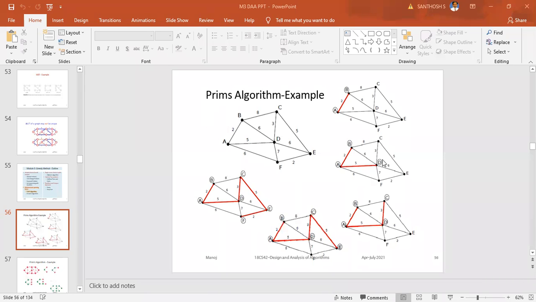Now you come to the node D. From D, you have D to C, D to B, D to E, D to F. The values are 3, 6, 6, 7. In that, which is the minimum path from D?